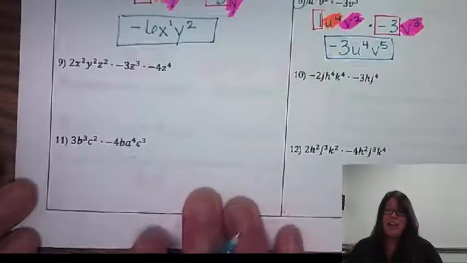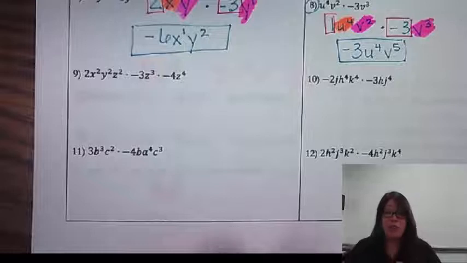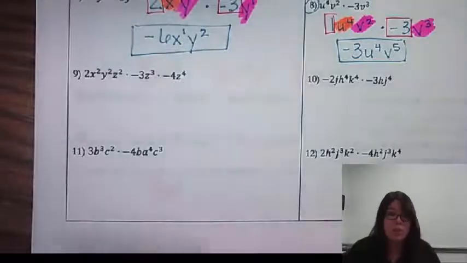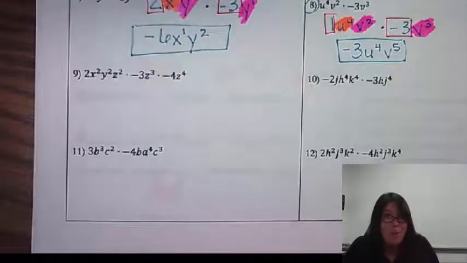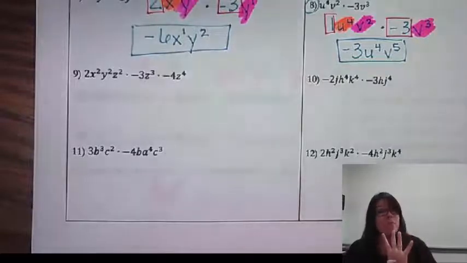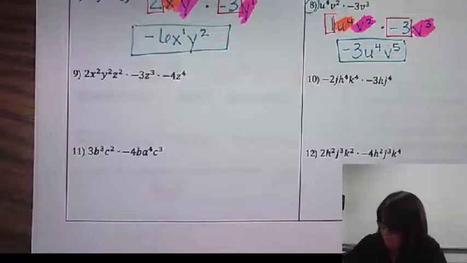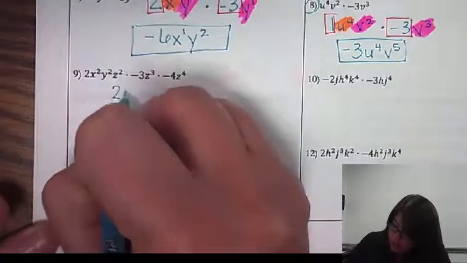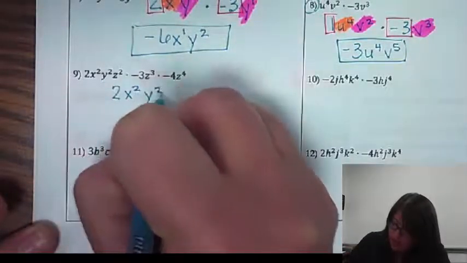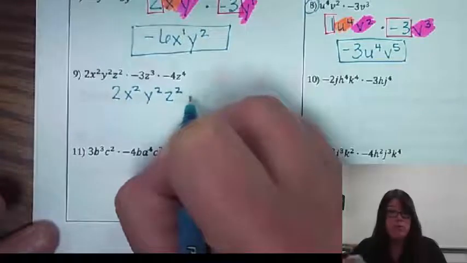Now let's take a look at the granddaddy of them all. Here we have 3 separate terms. We have multiple bases, but not a problem for us because we're going to follow the same 4 steps no matter what. Let's take a look. Coefficient, base, exponent, base, exponent, base, exponent. All good. Moving on to the next part.